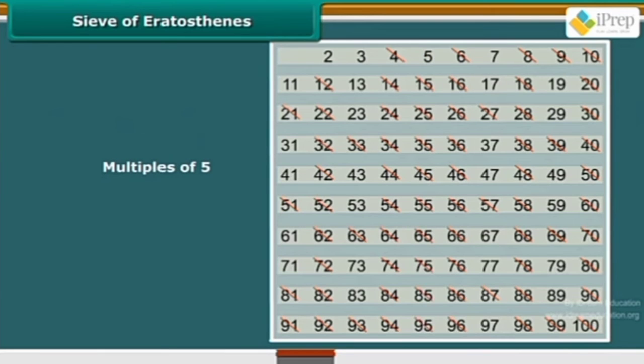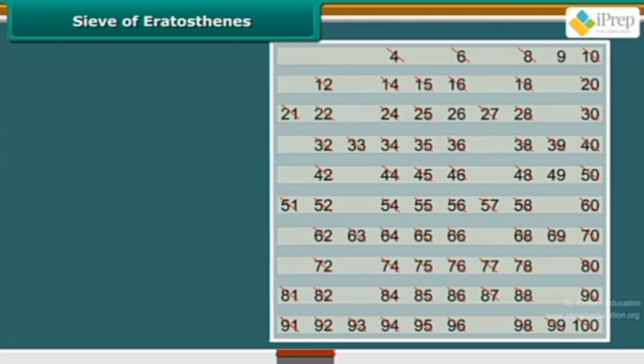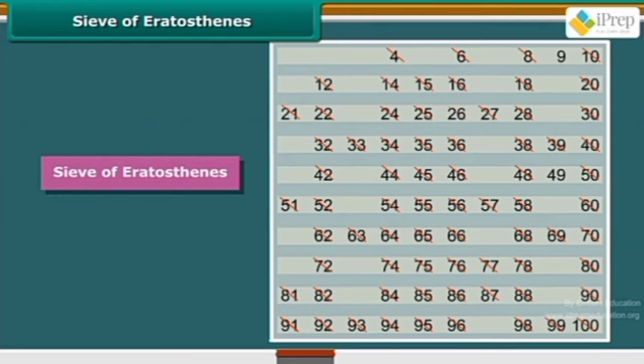Encircle 5 and cross out all the multiples of 5 other than 5 itself. The next uncrossed number is 7. Encircle 7 and cross out all the multiples of 7 other than 7 itself. All the uncrossed numbers are prime numbers. All the crossed numbers other than 1 are composite numbers. This method of isolating prime numbers is called the sieve of Eratosthenes.